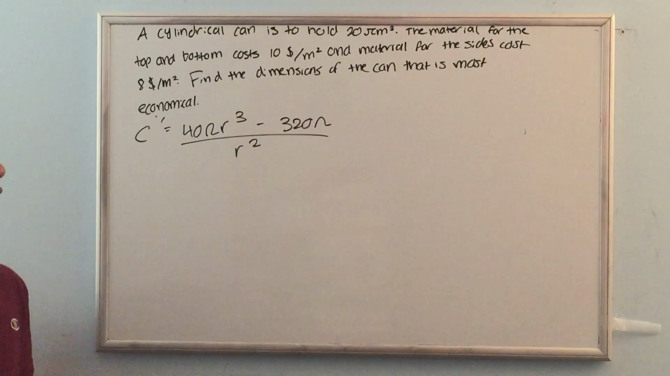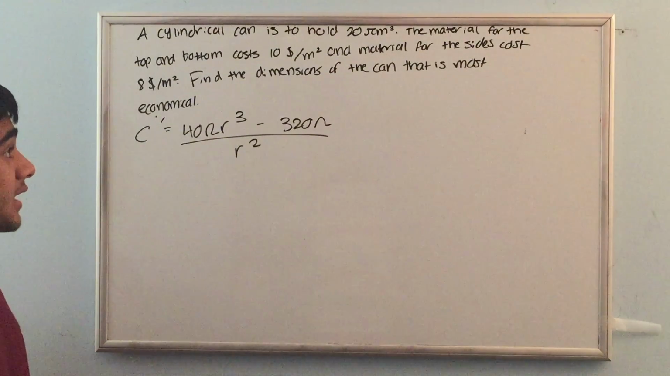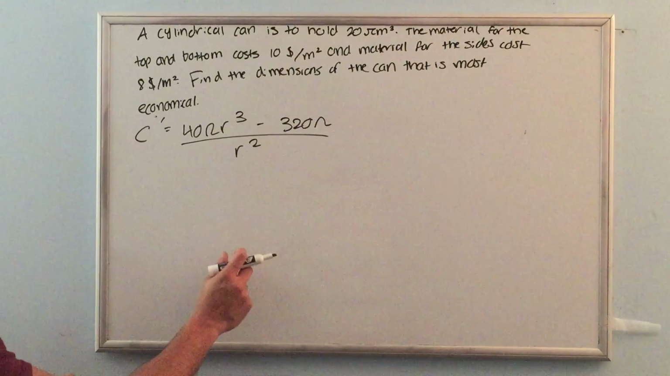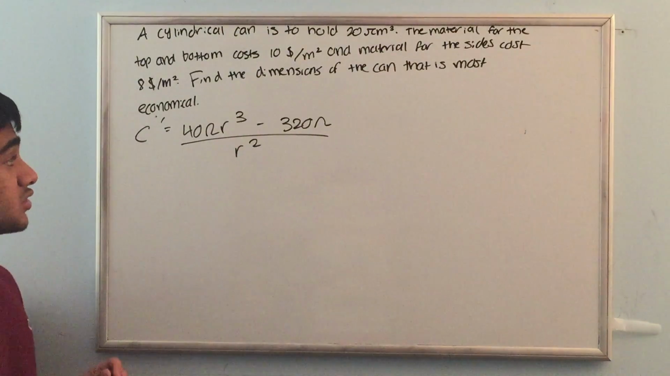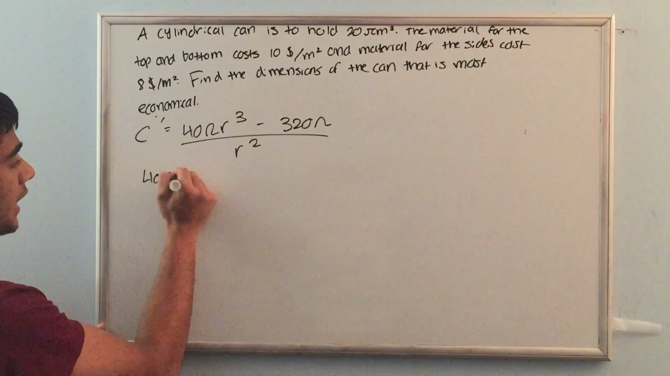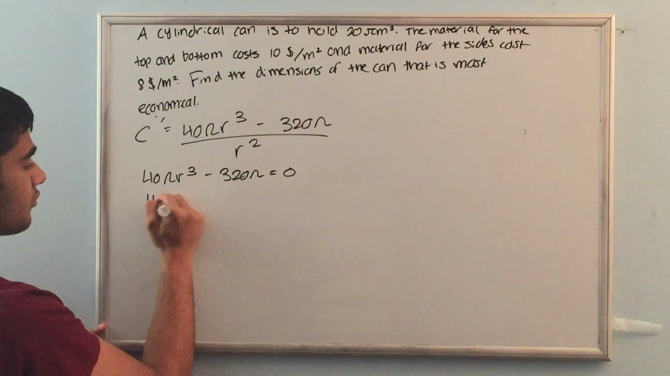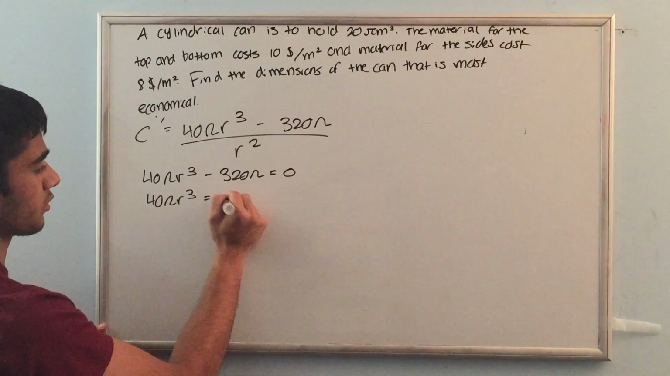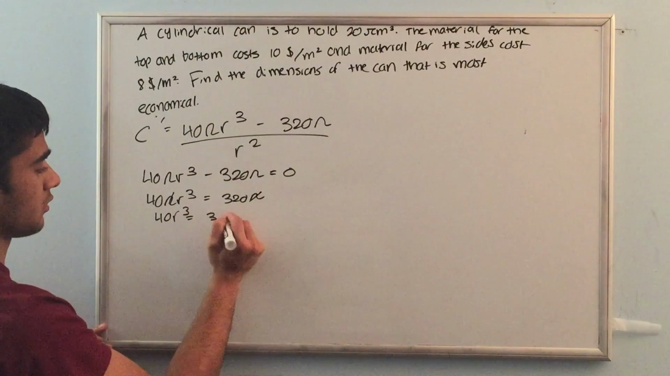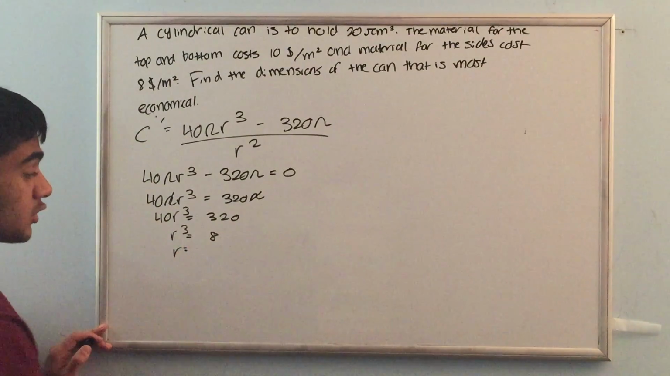And remember, we need to set this equal to 0 so we can use our first derivative test to actually find a value for r that would give us the most economical dimension. Notice that the only way that this function equals 0 is if the numerator equals 0. So let us set the numerator equal to 0. We get 40 pi r cubed minus 320 pi equals 0. 40 pi r cubed equals 320 pi. Knock out the pi's. 40 r cubed equals 320, divided by 40, r cubed equals 8, and then r equals the cube root of 8, which is 2.